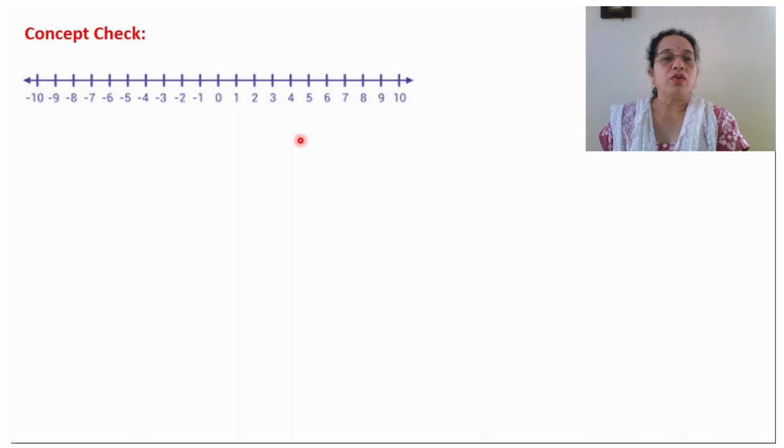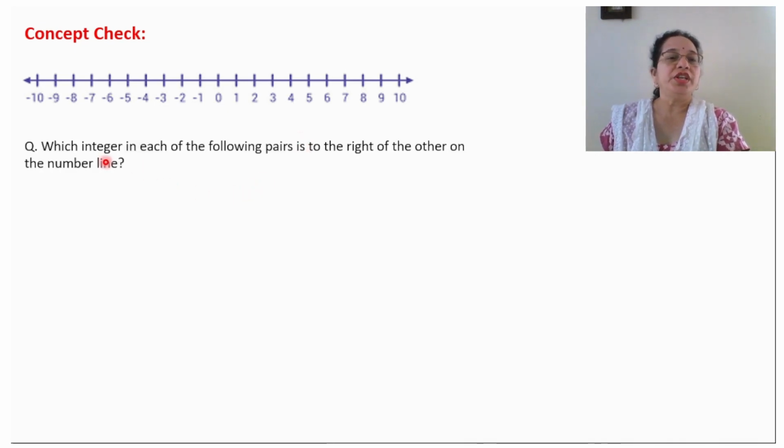Now the time for concept check based upon the number line. Which integer in each of the following pairs is to the right of the other on the number line? So 2 and 8, which number is on the right hand side? You can look at the number line. This is 2 and this is 8. So definitely 8 is on the right hand side.